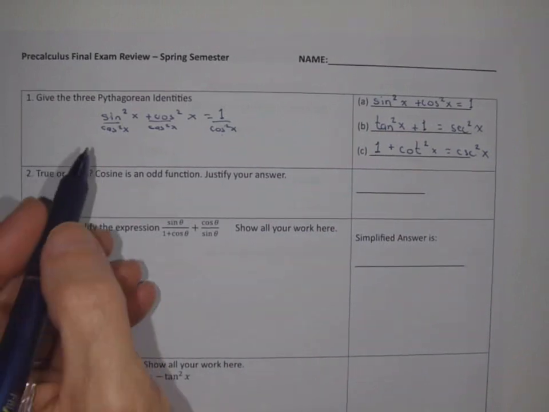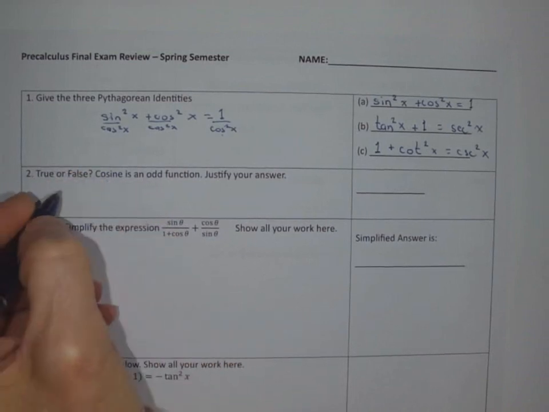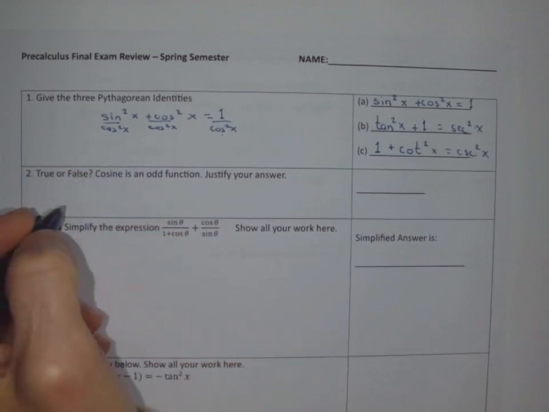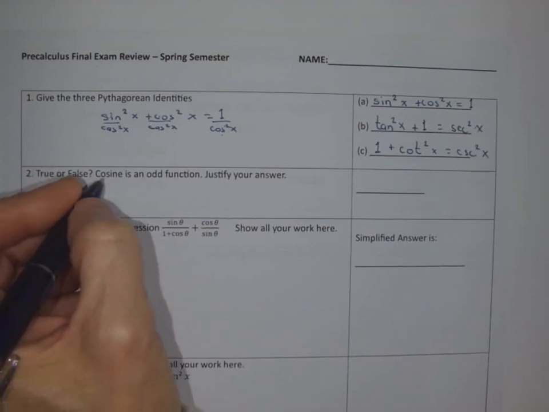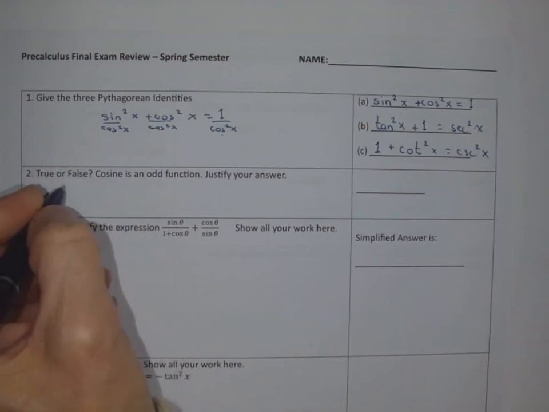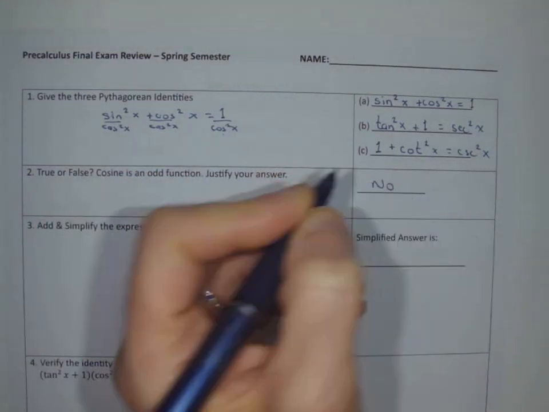True or false? Is the cosine an odd function? Well, odd functions are symmetric about the origin. Sine functions are odd. Cosine are not. So here I'm going to show you. So is cosine an odd function? I'm going to say no.